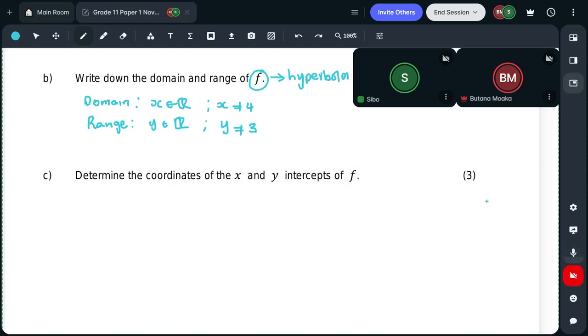I think this is 3 marks. Do you want to try this one? I don't know. What do you think? Can you please teach it to me? Please teach it to me.